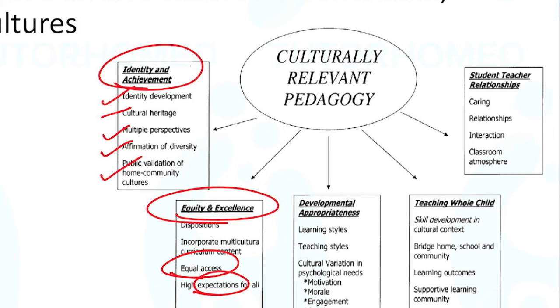Next is developmental appropriateness, the learning styles, teaching styles, okay? The motivation, morale, engagement and collaboration, everything is kept in mind, and that has to be promoted in the classroom. The whole child has to be taught, okay? That means skill development has to be done in the cultural context. We have to bridge the home, school and community. When the cultural perspective comes, the community also comes into play, not only the home and school, right? So we have to bridge the home, school and the community.